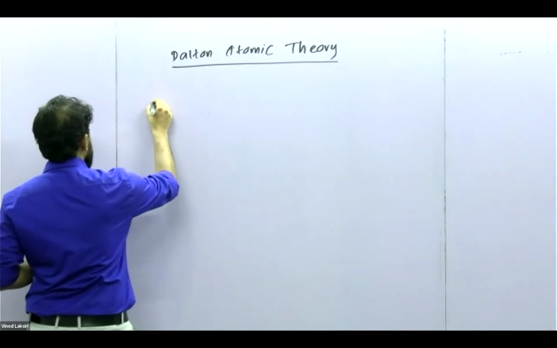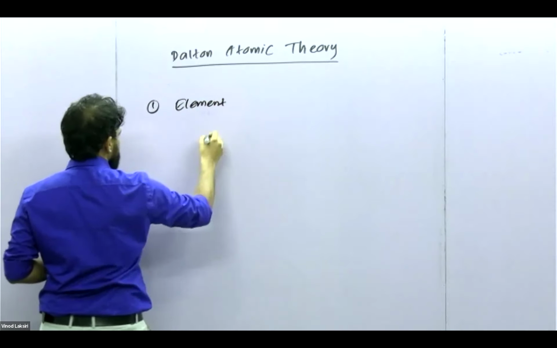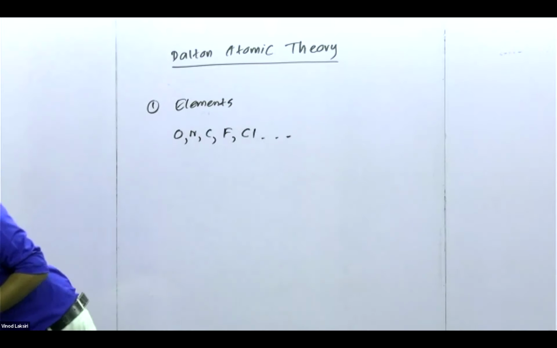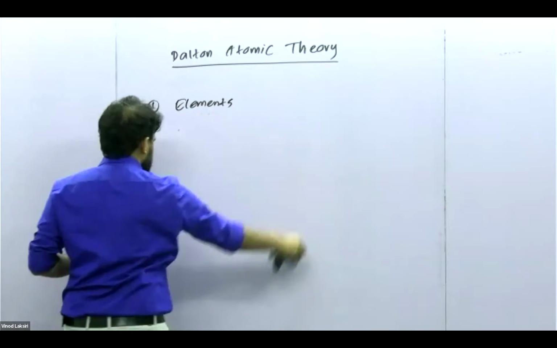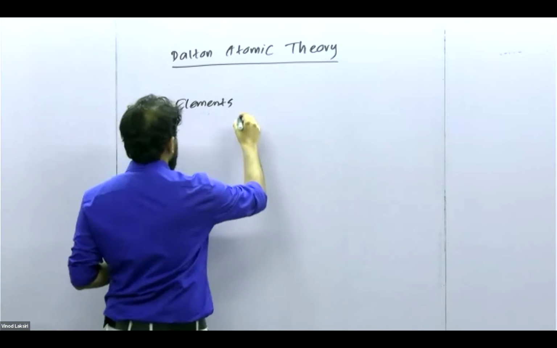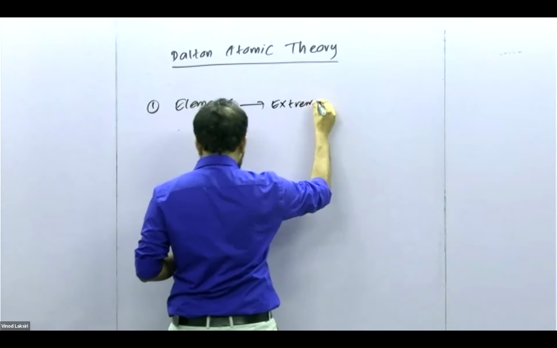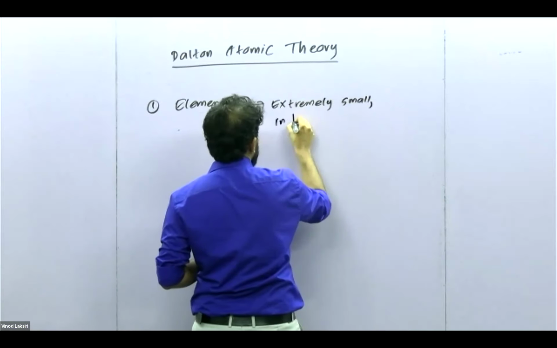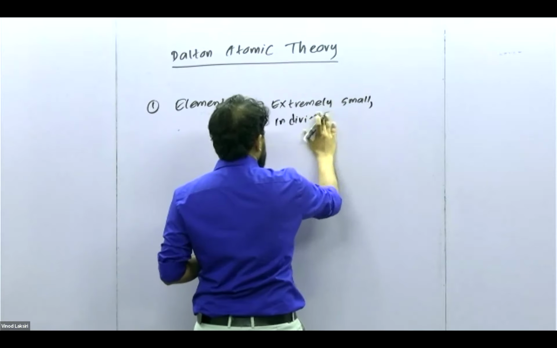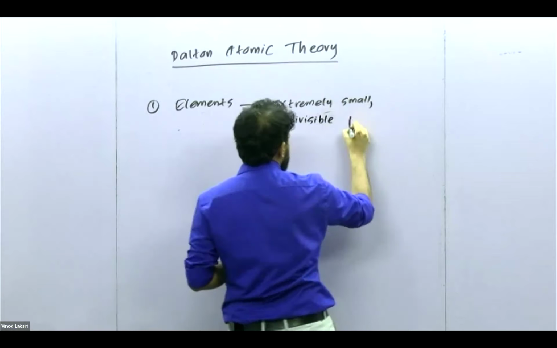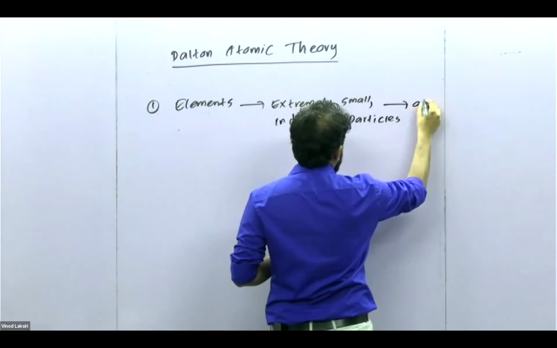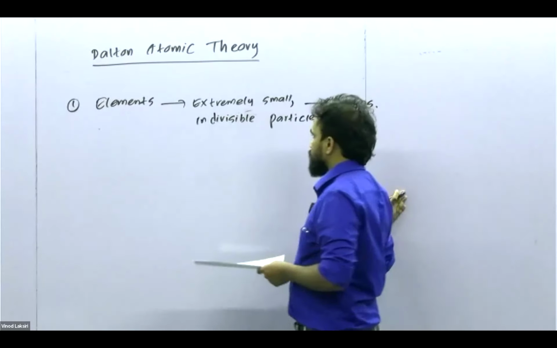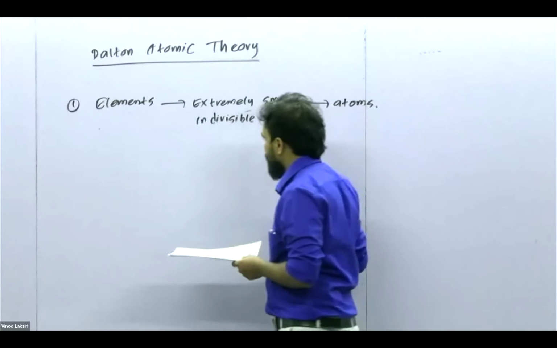What is the first one? Dalton stated that all the elements, what are the elements? I think you know: oxygen, nitrogen, carbon, fluorine, chlorine, likewise. All of these elements are made of extremely small, indivisible particles that he called atoms, right? The same as the Democritus theory.